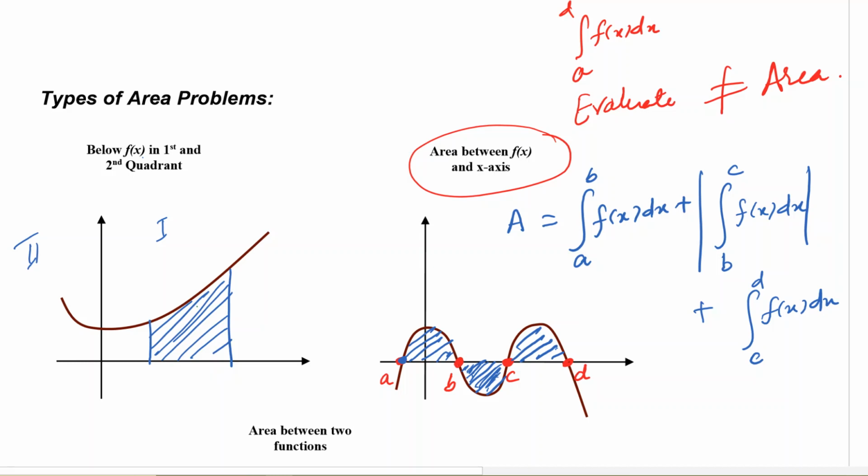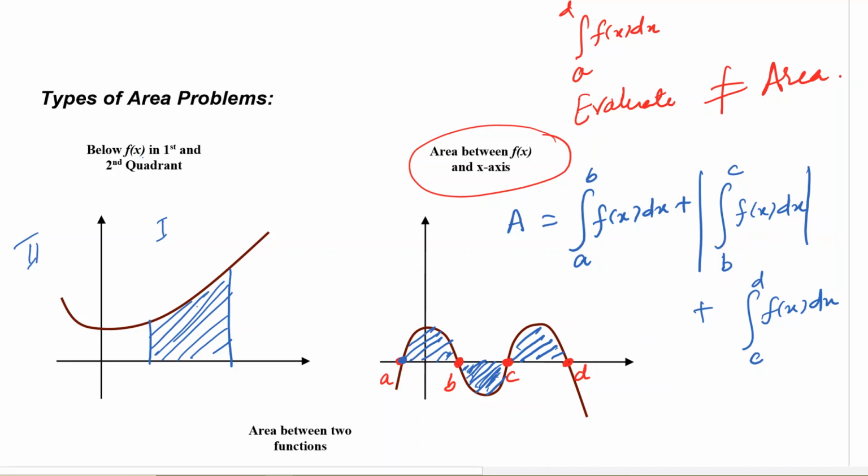And then there is a second category of problems where we figure out area between f(x) and the x-axis. So the function can be above the x-axis or below the x-axis. In this case, if you want to figure out the total area, you need to figure out the different intersections of the function with the x-axis, and you can individually find the areas of the different pieces and add the absolute value of all the pieces together.